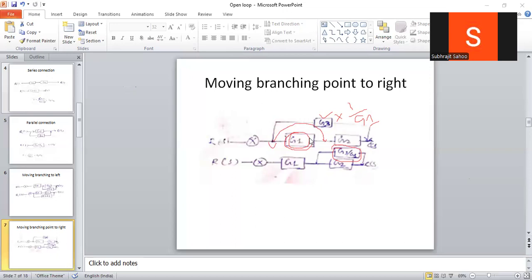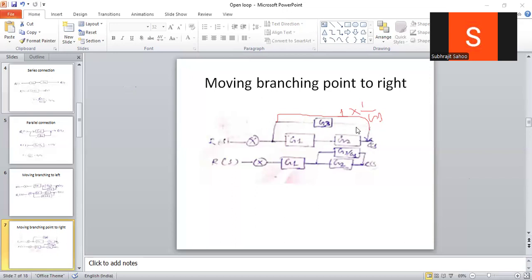Suppose here in place of G3, nothing is there, only a simple line connected, no block. Then it will be treated as 1. Then this block becomes 1 into 1 by G1, since you are moving to the right of G1. If G3 or any gain is there earlier, then it is multiplied by the reciprocal of the block to the right of which you are moving. And if the block is not there, it will be treated as 1, then simply 1 into 1 by G1.